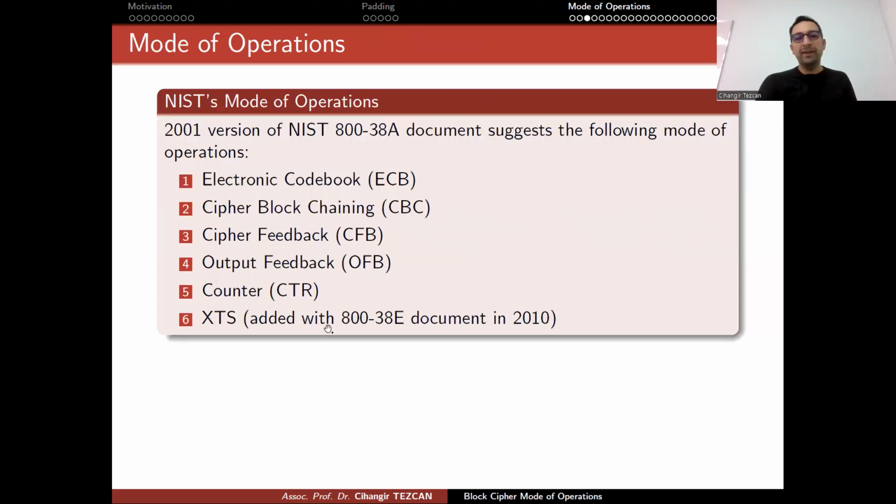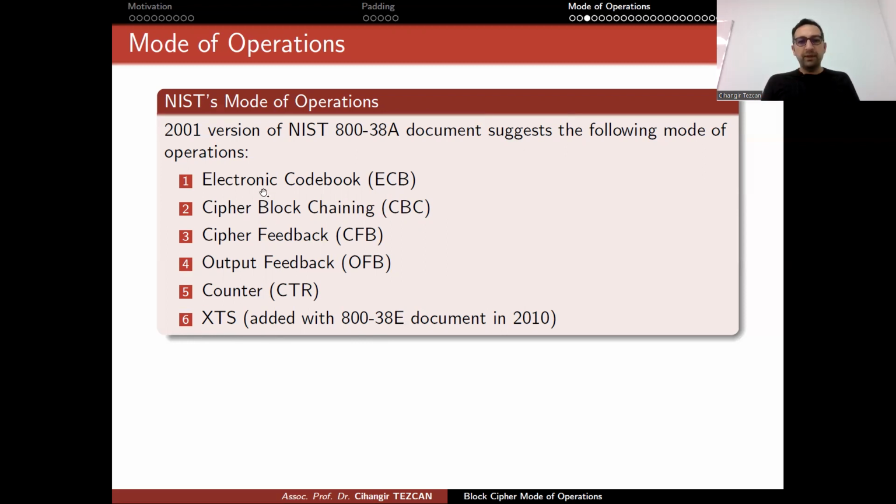So there are a lot of modes of operation, but NIST actually mentions only a few of them. In the 2001 version of the document, NIST 800-38A, it suggests the following modes of operation. And in 2010, there was an addition, XTS, because of full disk encryption and many other standards, and this was added as a new document. So NIST actually mentions only these six operations. I will only focus on them, but there are more. If you're interested, you can look at them.